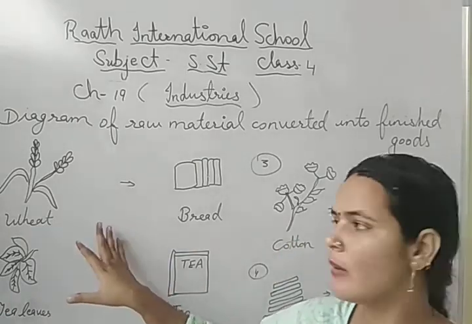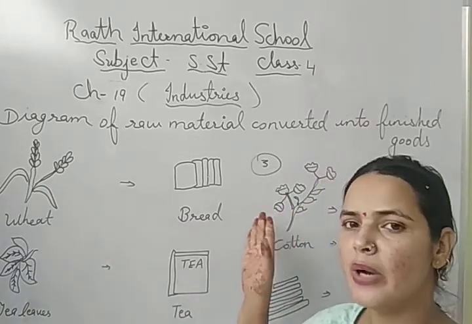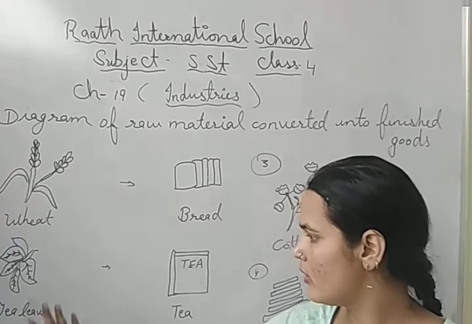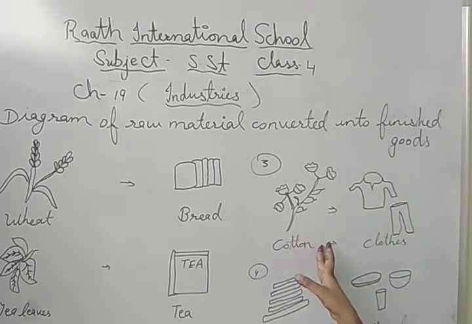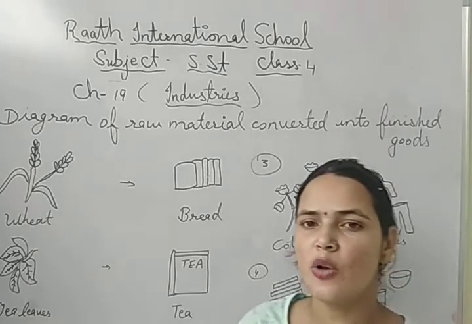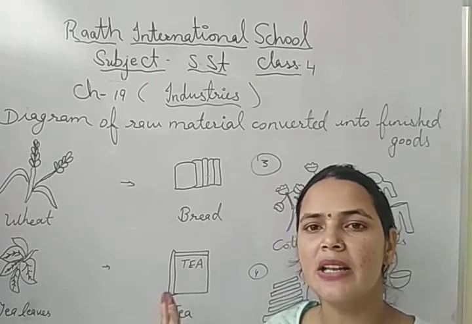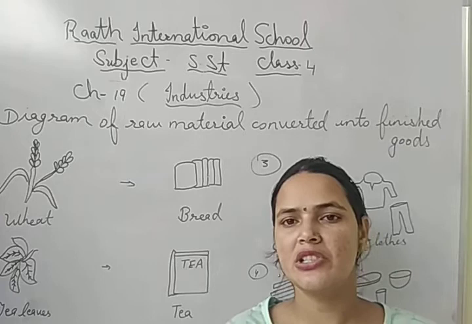And in this diagram, here is wheat that is used as a raw material in bread making. Second is tea leaves, from that tea is produced. Here is cotton that is used as a raw material to produce cotton clothes, and steel that is a metal that is used as a raw material to produce different kinds of utensils. So this is the diagram of the chapter number 19, industries, that raw materials converted into finished good.